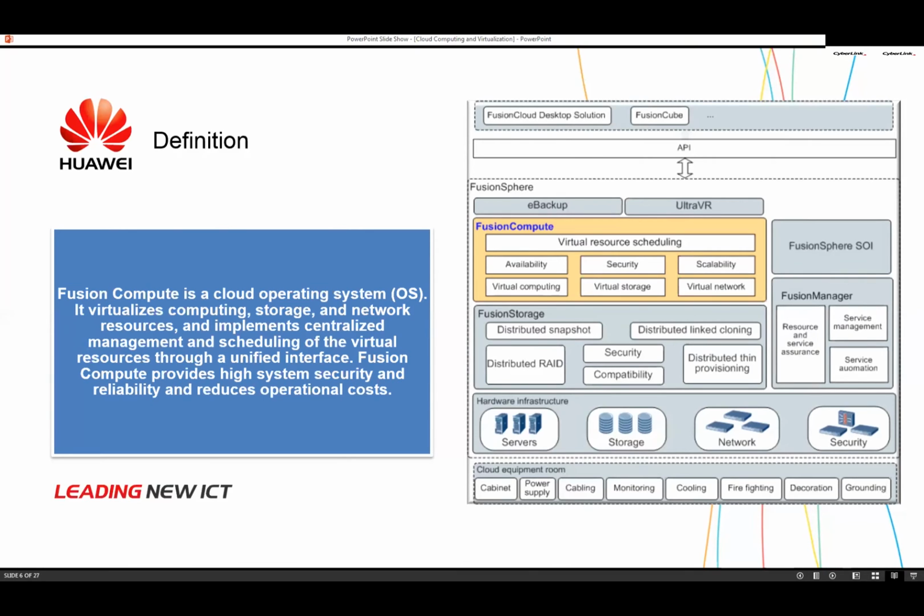Of course, here we have more products. For example, you can also see in this diagram we have Fusion Storage, Backup, Ultra VR, Fusion Cube, Fusion Cloud Desktop Solution. We're going to get into those a little bit later, but now we're only going to pay attention to the Fusion Compute part.